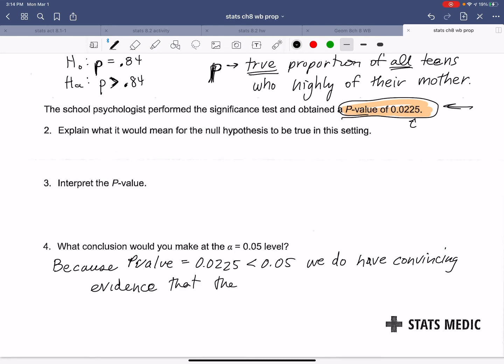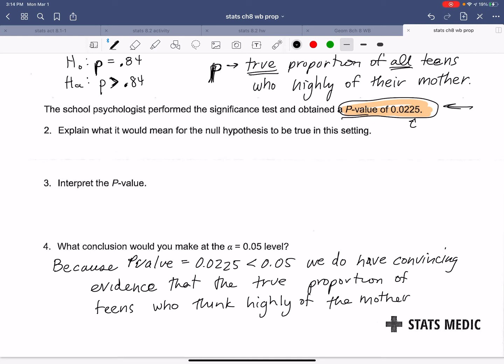that the true proportion of teens who think highly of their moms is greater than 0.84. We're not saying it is 90, just because our sample said that. That doesn't mean that's what it is. That was just one sample. So we are going to reject the null hypothesis. Reject H sub 0.